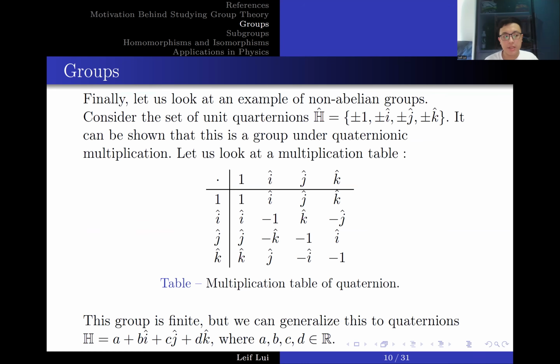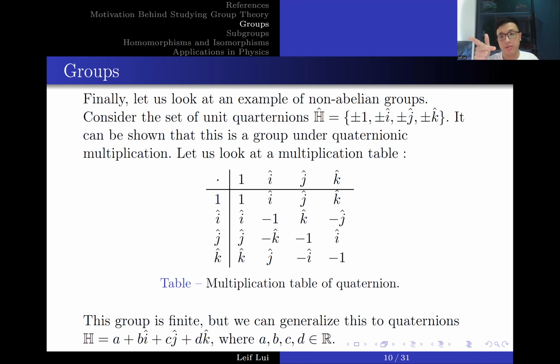So after looking at abelian groups, let us now look at non-abelian groups. An example of a non-abelian group, a finite one at least, is the unit quaternion. I denote it by H hat, and it includes the elements plus or minus 1, plus or minus i, plus or minus j, and plus or minus k. I put a hat on them because they can be thought of as the unit vectors that are orthogonal to each other on a Cartesian plane.